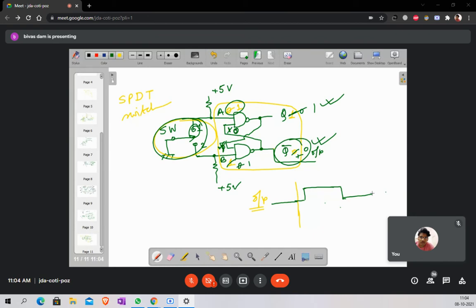So the bouncing effect, though it is very much present due to the spring action of the SPDT switches, is totally eliminated at the output. That bouncing effect is totally eliminated. So this is the debouncer circuit.